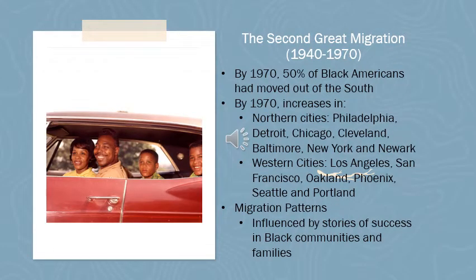The Second Great Migration occurred between 1940 and 1970. By the 1970s, 50% of Black Americans had moved out of the South.